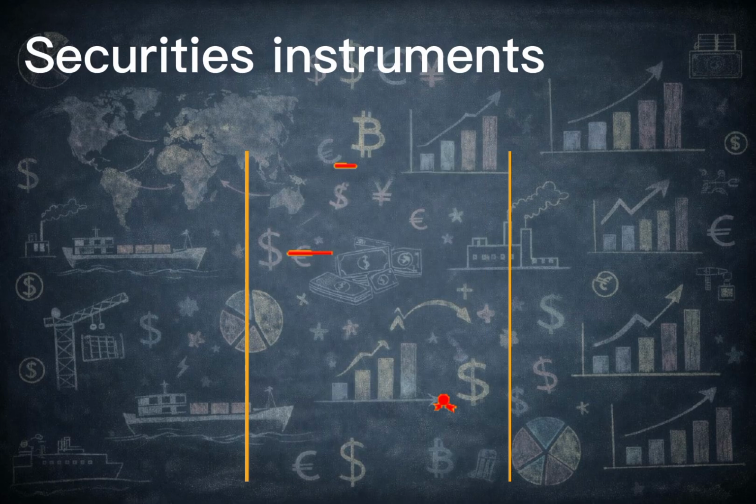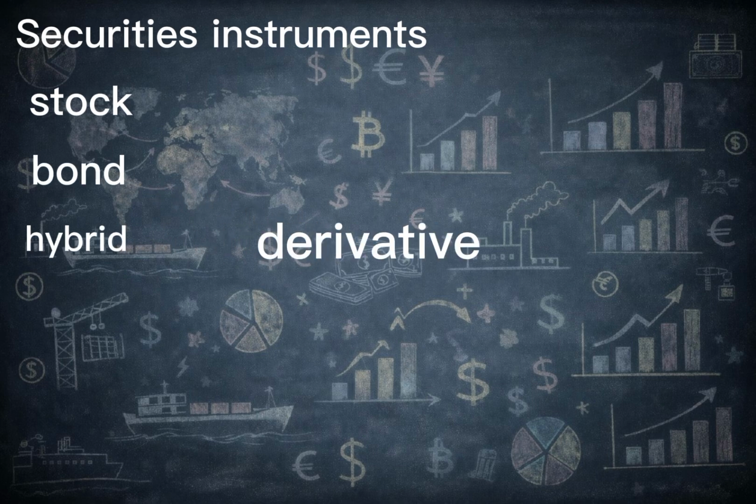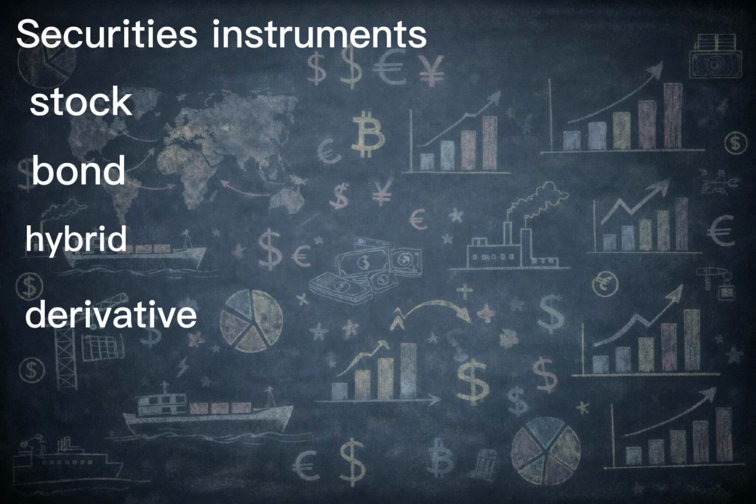A security is a financial instrument that represents any of these things: a stock, a bond, a hybrid of both a stock and a bond, or a derivative gotten from a stock or a bond. I will break these things down. But let us first look at who are the issuers of financial instruments.